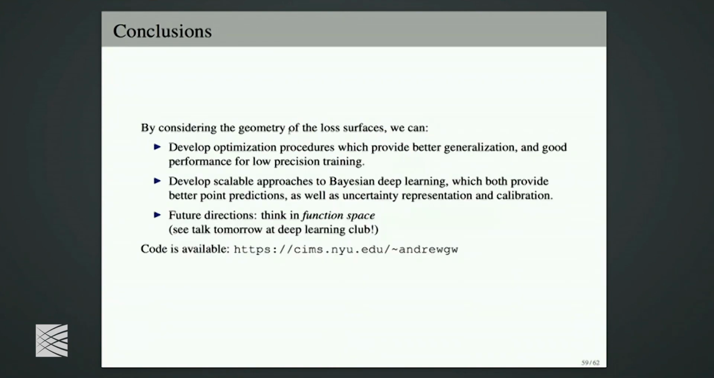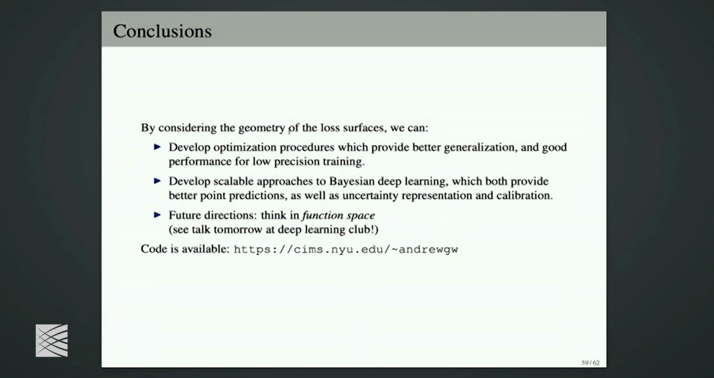So in conclusion, by considering the geometry of loss surfaces, we can make much more effective procedures for scalable Bayesian model averaging. We basically just recycle a lot of the information that we would get from SGD training already to do better, both in terms of calibration and in terms of the accuracy of our point predictions. From a purely optimization perspective, we can start to understand some of the properties that have historically been a bit mysterious in deep learning.